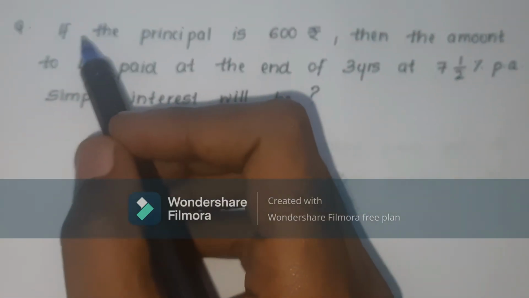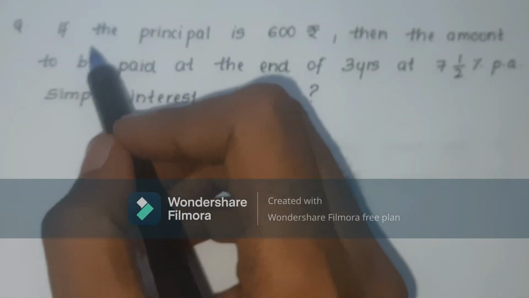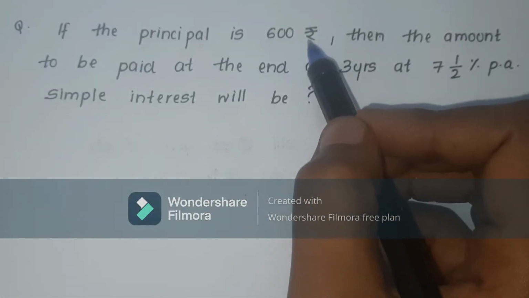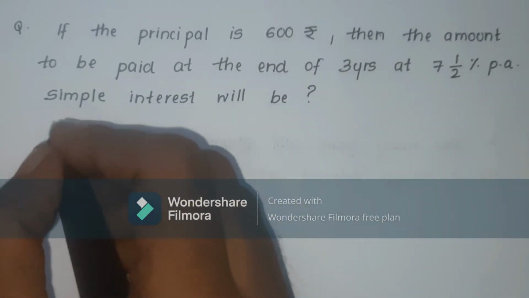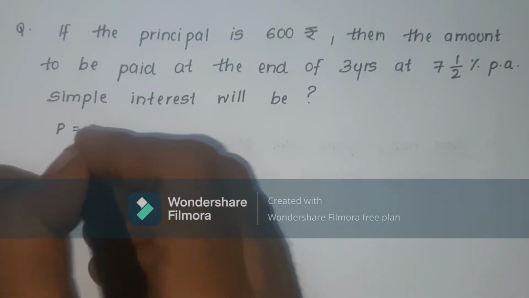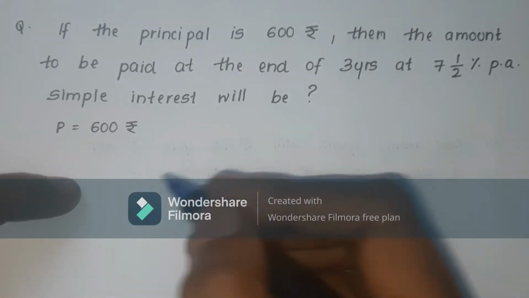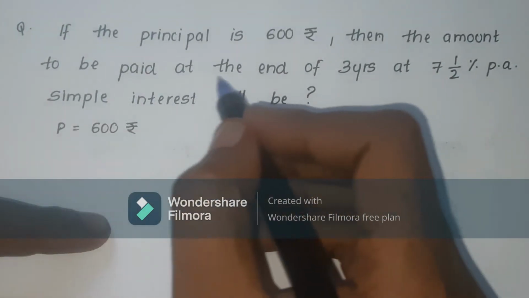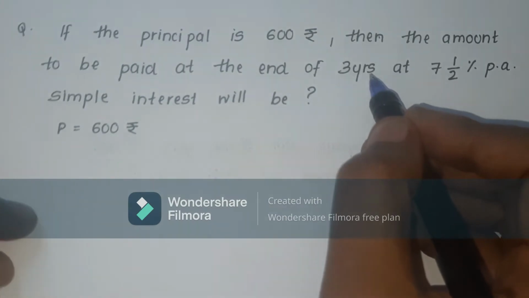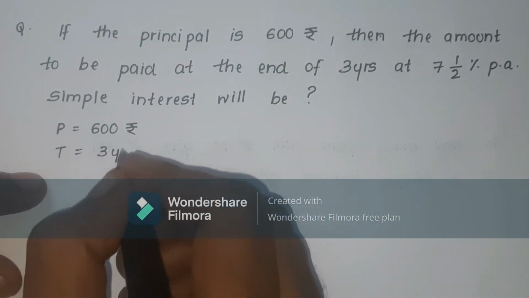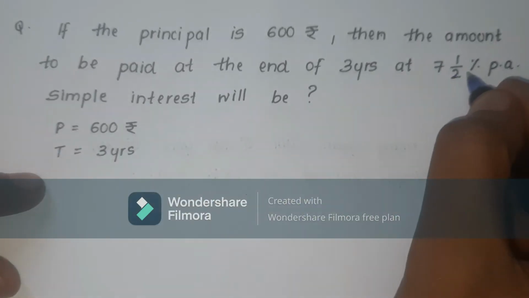Student, if you read the question carefully, the principal is rupees 600, right? So according to the given data, you have been given the principal student. Write down the given data first. Principal is equal to 600 rupees. Then the amount to be paid at the end of 3 years. That means they have given us the time also. That is 3 years.